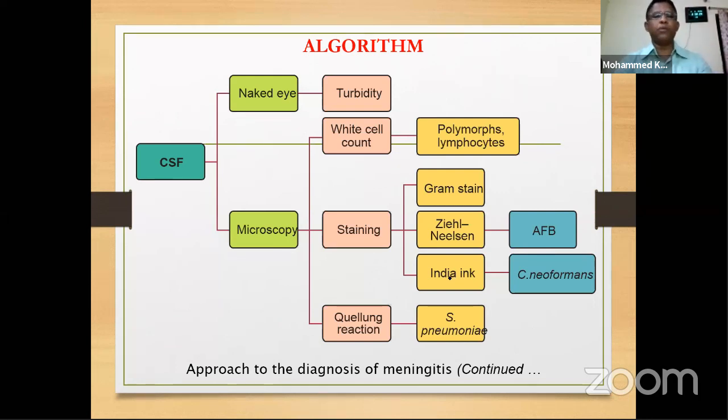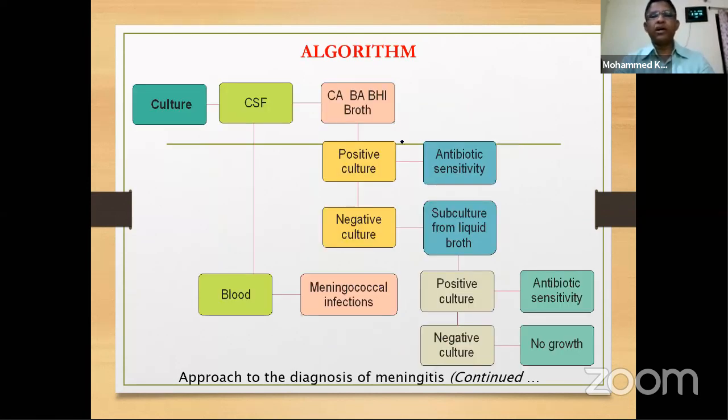Coming to the laboratory diagnosis, yes, CSF is obtained. You do a gram stain, as I told you. You go to a ZN stain to know the TB causes. You do an India ink stain to know the fungal causes. You do capsule demonstration also by Quellung reaction, latex agglutination test or India ink stain. Fine. You have the non-selective agar like chocolate agar, blood agar, BHI broth.